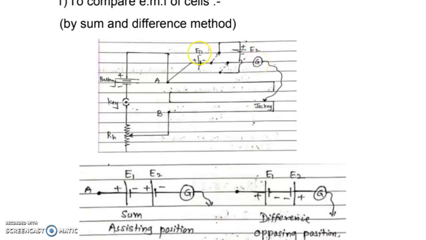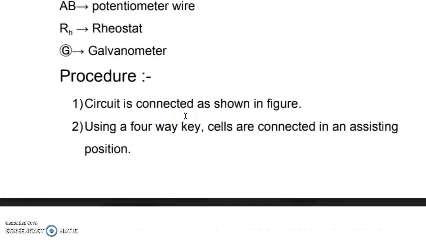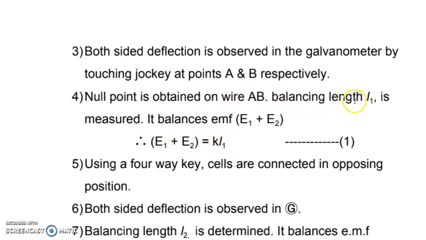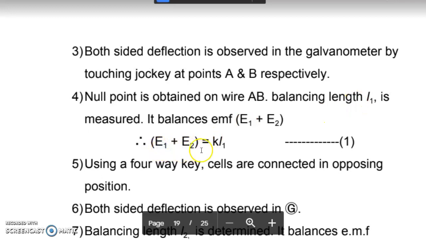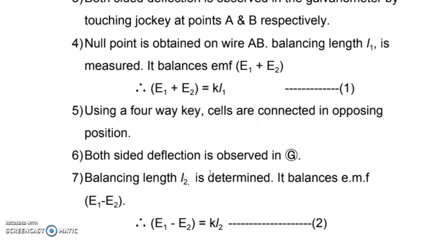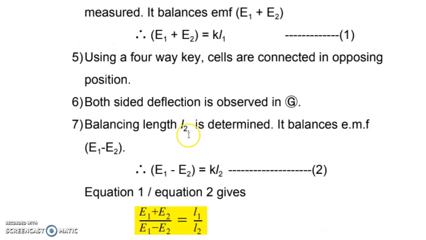At this moment, the total EMF in the secondary circuit, that was E1 plus E2, is getting balanced by your balancing length L1. If you find the null point is at length L1, then E1 plus E2 is equal to K times L1. That is how you find it. Now if I use the four-way key and find that the cells are connected in the opposing position, and I find my balancing length to be equal to L2, then E1 minus E2 is equal to K times L2. That's how you get it.